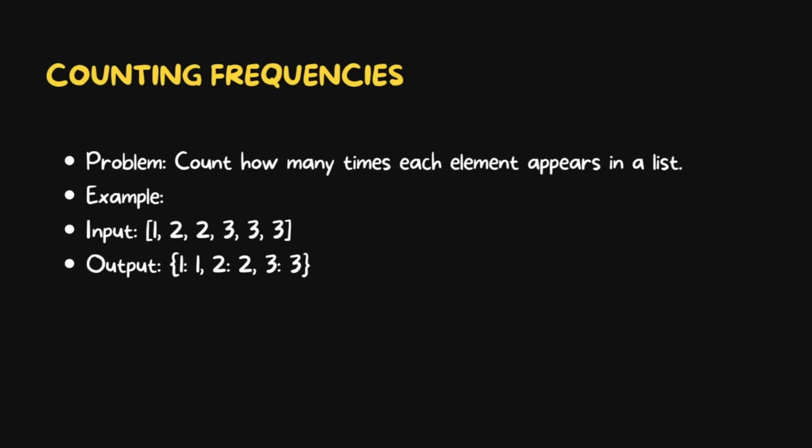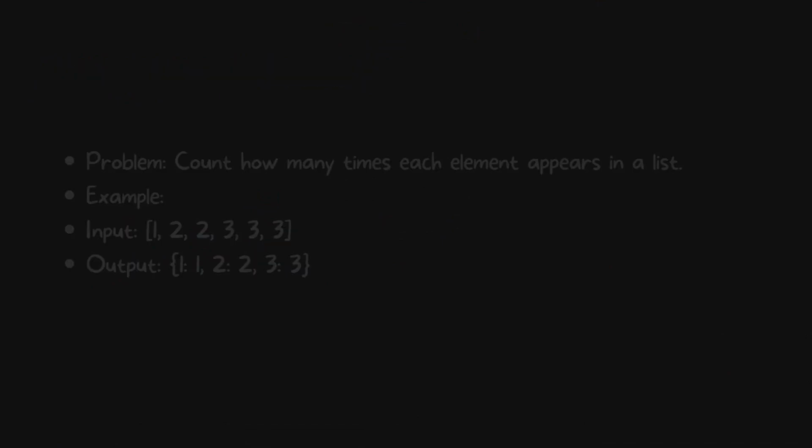Let's tackle the first problem, which is counting frequency. We want to count how many times each element appears in a list. For example, if the input is 1 2 2 3 3 3, the output should be: 1 is 1, which means 1 is repeating 1 time; 2 is 2, which means 2 is repeating 2 times; 3 is 3, which means 3 is repeating 3 times.